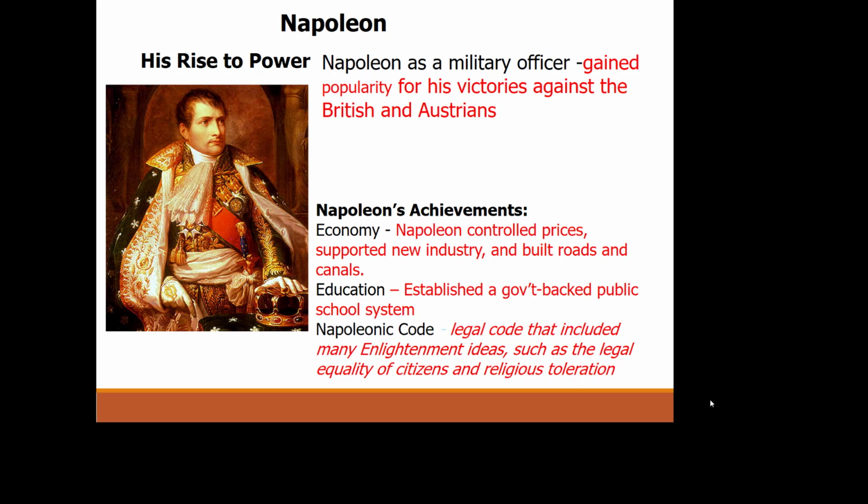And speaking of law, he also writes what's called the Napoleonic Code. This is a legal code, a series of laws, that is built out of a lot of those Enlightenment ideas. Things like the equality before the law, men and women having the same rights to things, and religious toleration. Napoleon really didn't care about religion very much.